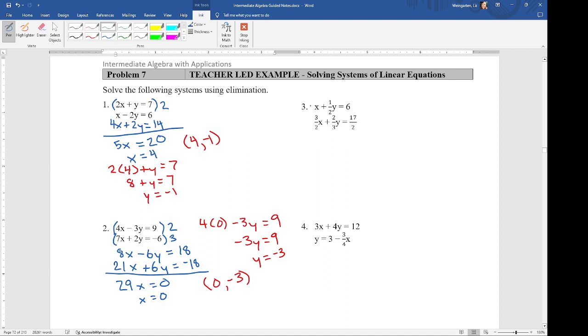You'll see that you will come across systems that have fractions in them. I personally am not a huge fan of fractions, so the first thing I'm going to do is multiply both equations just to get rid of the fractions. So I'm going to multiply the top one by 2. The bottom one I'm going to have to multiply by 6 to get rid of the fractions. So I'm going to rewrite these equations.